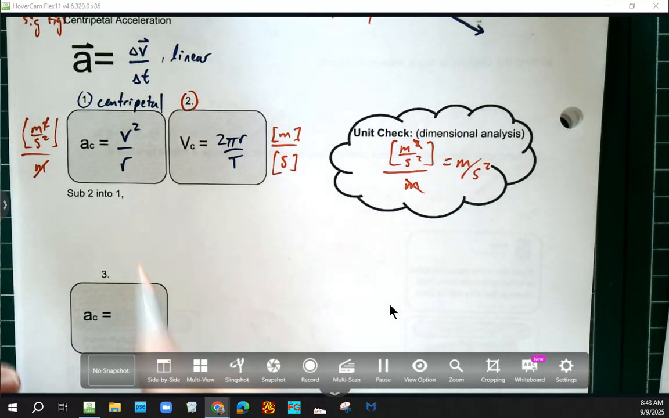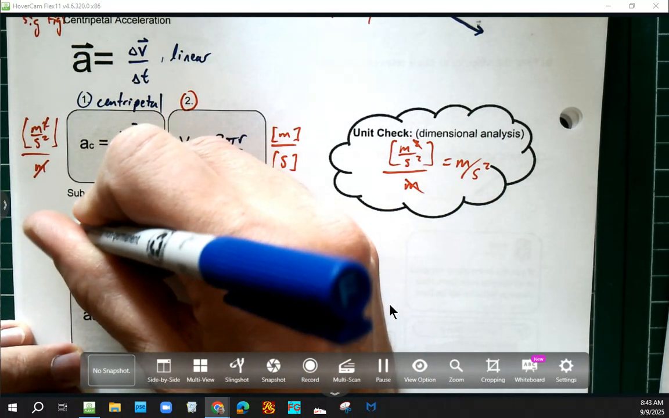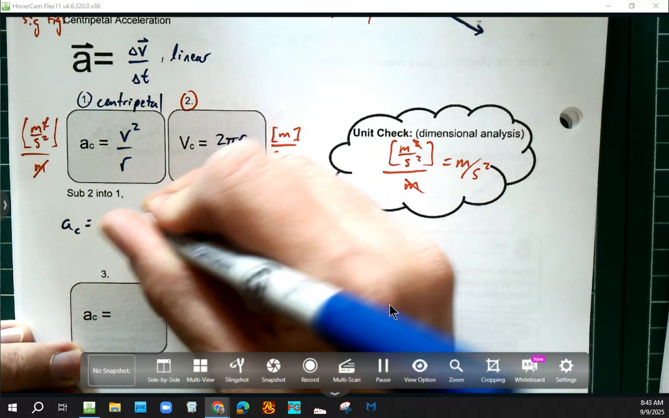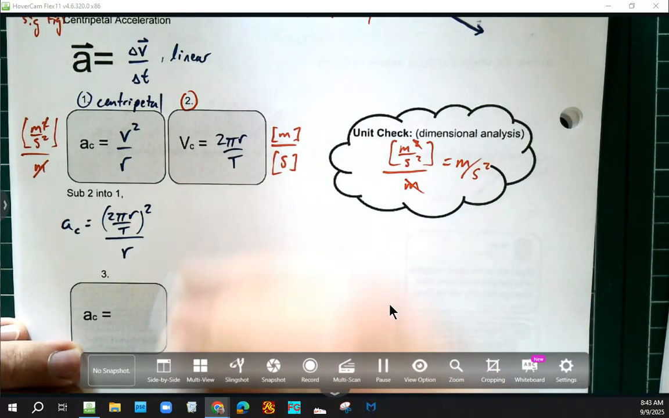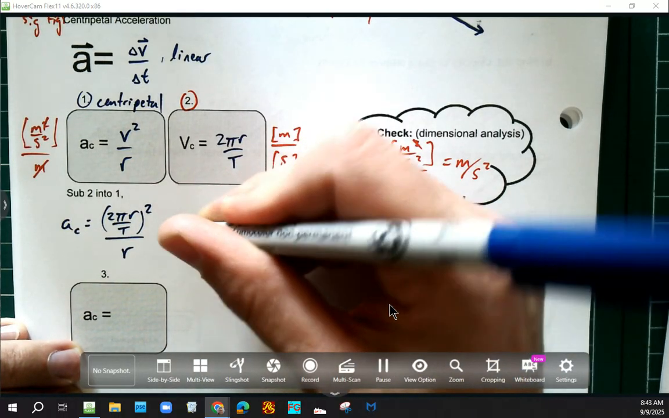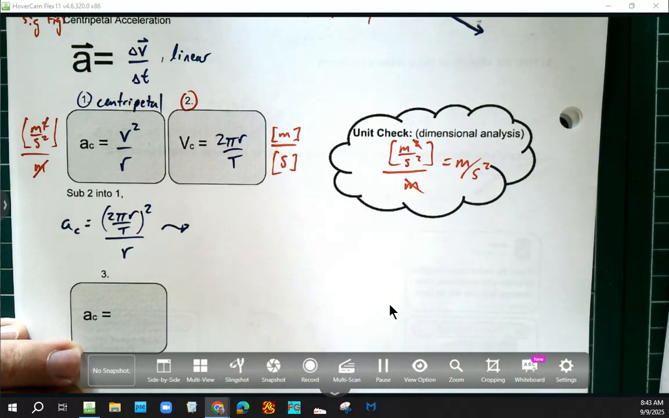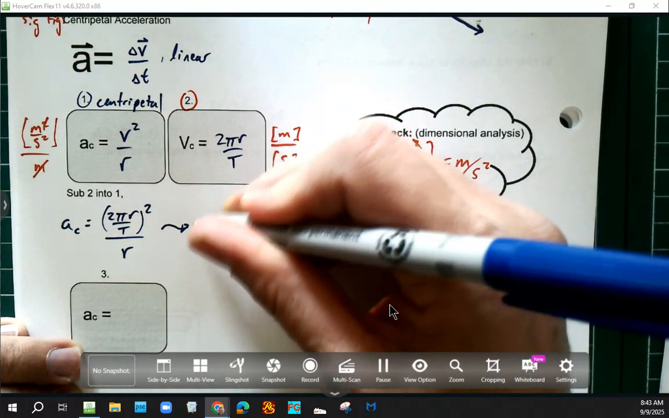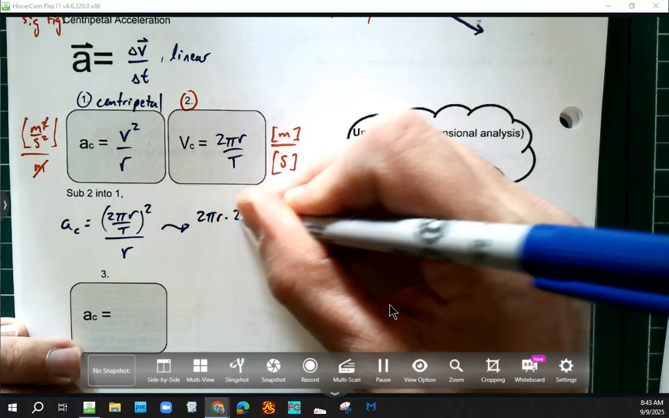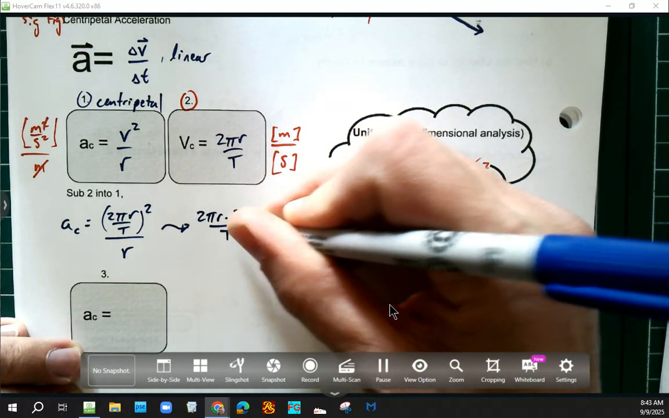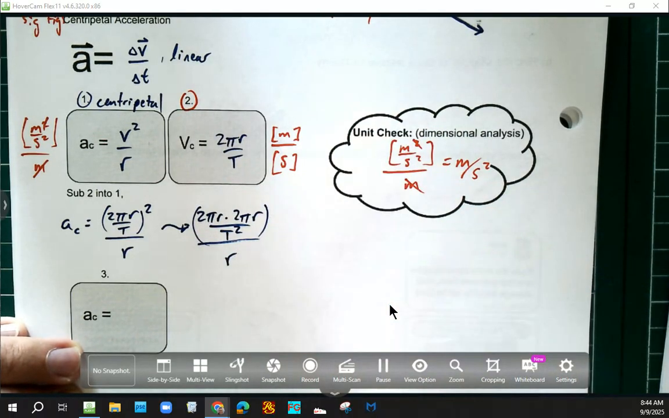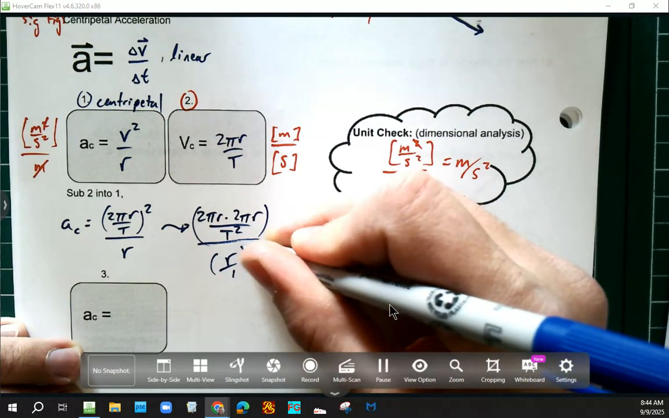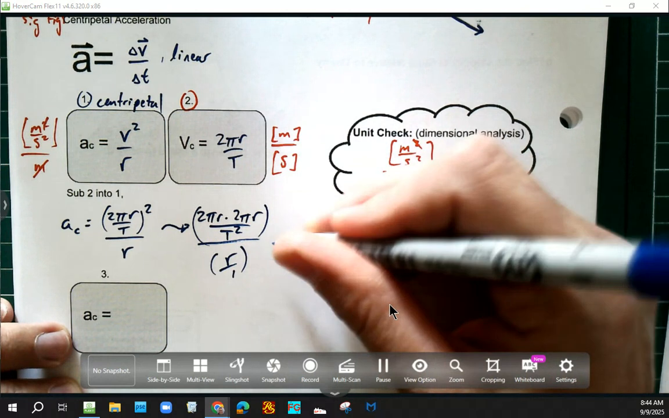Anyway, if we do sub equation 2 into 1, which is what I actually do want to do, then we end up getting AC is equal to 2 pi r over period squared, divided by r. And then I'm not going to write it as an equal sign, I'm just going to do it as a horizontal continuum. That's going to end up giving us 2 pi r times 2 pi r, I'm just going to expand out in full, over period squared. That whole thing divided by r. And then really that's an r over 1. So I'm going to invert and multiply.